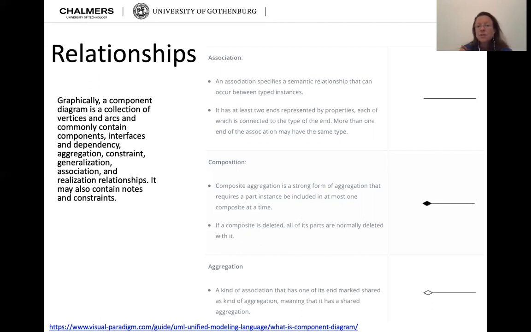For composition, composite aggregation is a strong form of aggregation that requires a part instance be included in at most one composite at a time. If a composite is deleted, all of its parts are normally deleted with it. And for aggregation, a kind of aggregation that has one of its ends marked shared means that it has a shared aggregation.